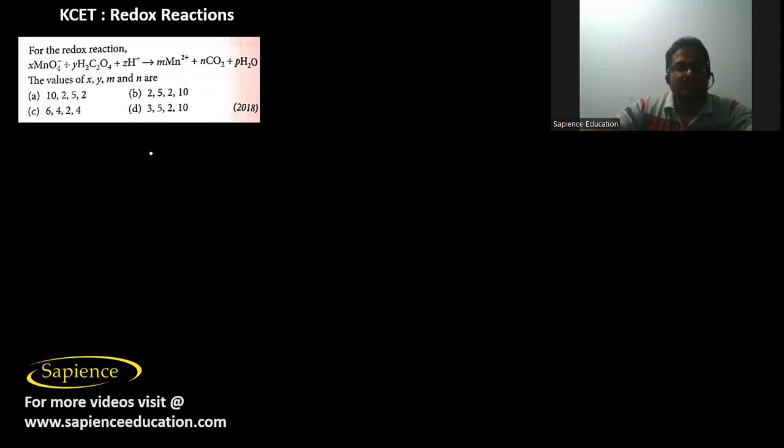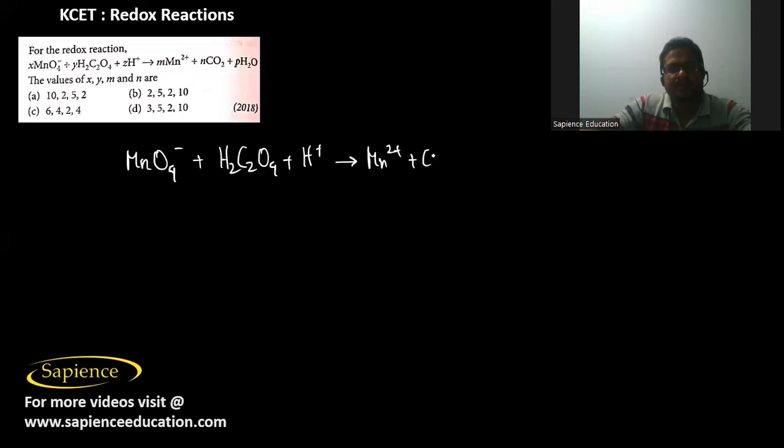Then here it is told, for the redox reaction MnO4 minus plus H2C2O4 plus H plus, that gives Mn2 plus, CO2 plus H2O, we have to find the values of the coefficients x, y, m, and n. Here we can see that the reaction happens in acidic medium, so we have to balance this redox reaction in the acidic medium.